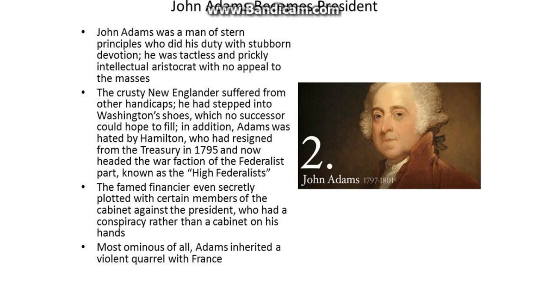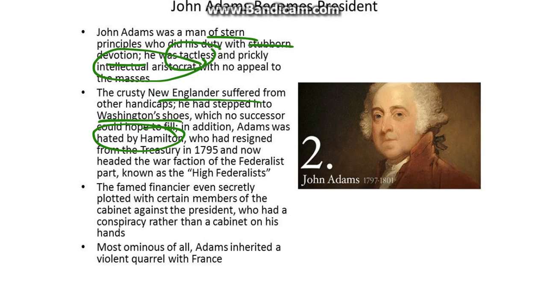John Adams was a man of stern principles who did his duty with stubborn devotion, but he was sometimes tactless and viewed as an intellectual aristocrat and did not appeal to the common people. He also suffered from other handicaps. He had to fill Washington's shoes, which was going to be a very difficult thing to do.